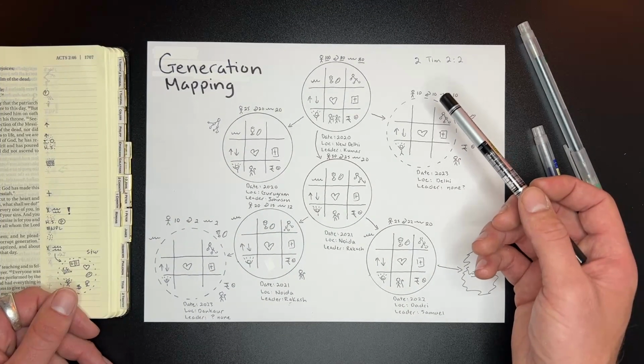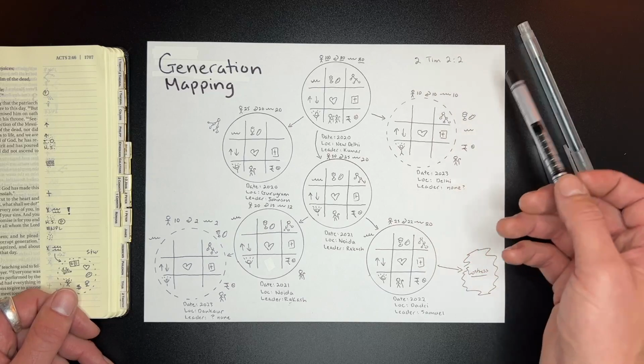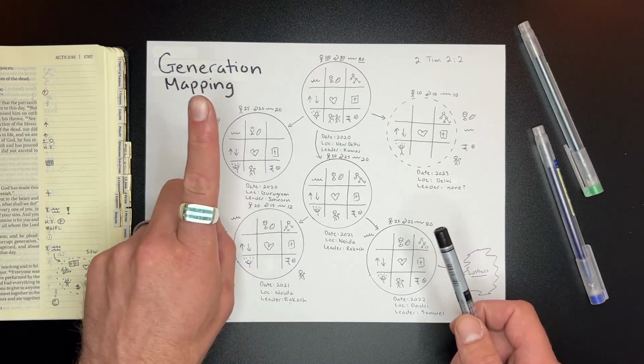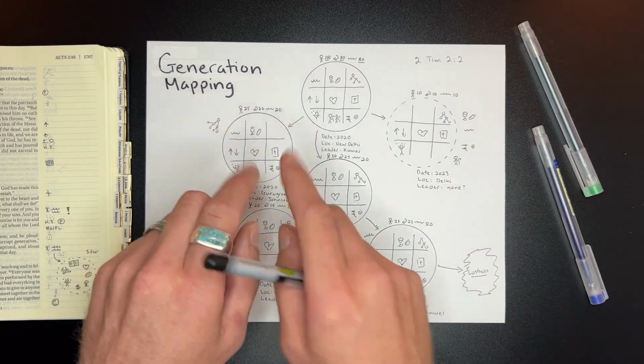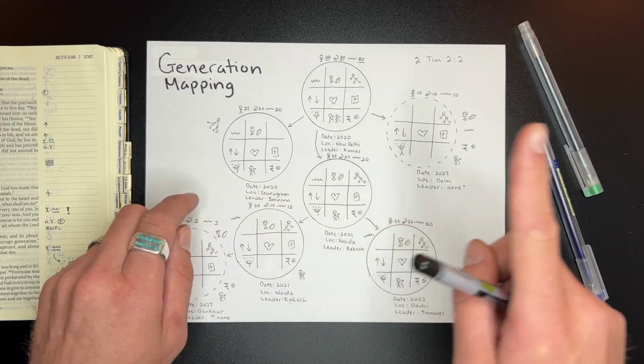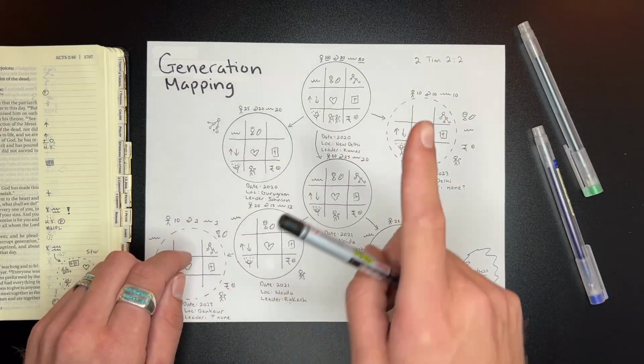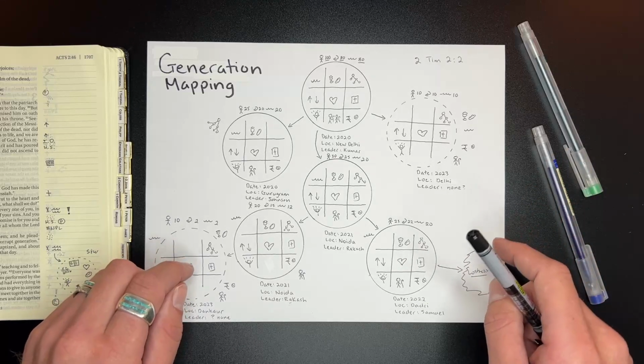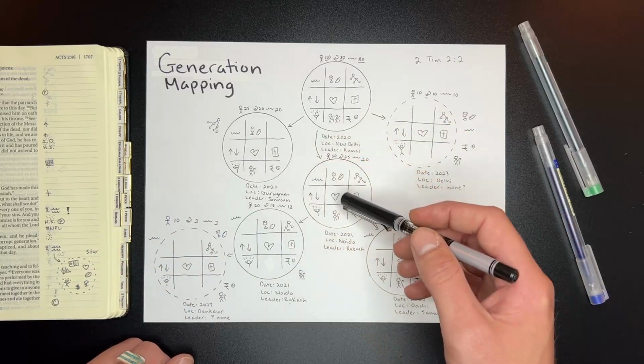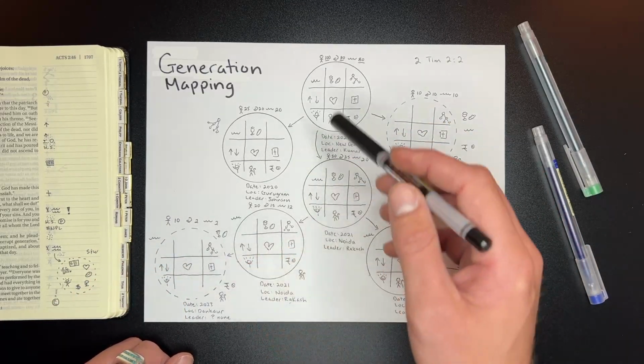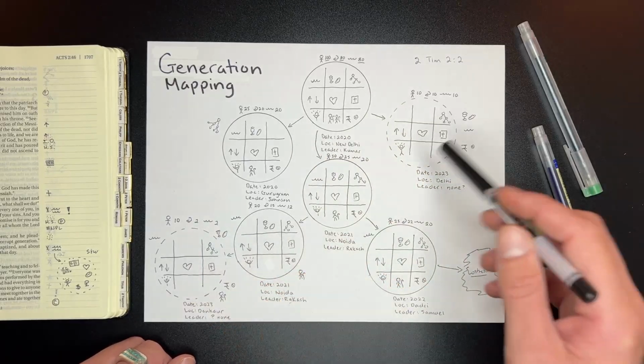All right, great. You probably saw in 2 Timothy 2:2 that it goes from Paul to Timothy to faithful people to others. That's 4 generations of disciples. Now, what we're going to see here is 4 generations of churches or churches in groups.